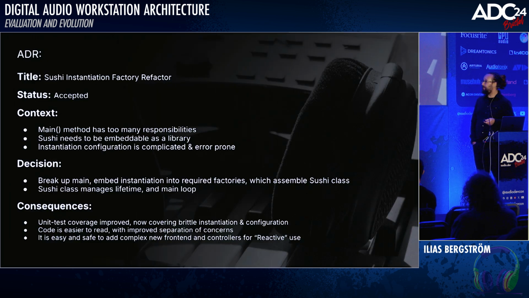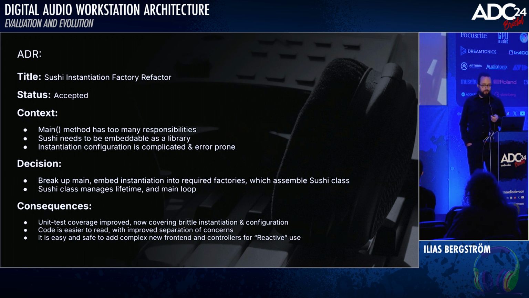So, not much more to say about that other than it's worth pointing at what an ADR for this would look like. The context is the main method we've realized now has grown into having too many responsibilities, and Sushi needs to be embeddable as a library. And instantiation and configuration has over time grown into being complicated and error-prone. It wasn't in the beginning, but it became over time. And now we were at the point where we needed to make a big change, and we didn't just want to keep this old main method. So the decision was made to break it up, as we see in the record, and I've documented what was done. And the consequences are worth covering.